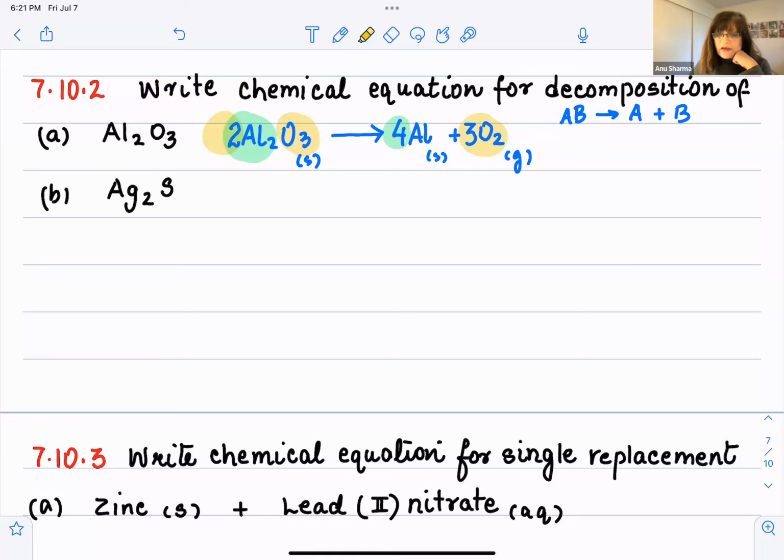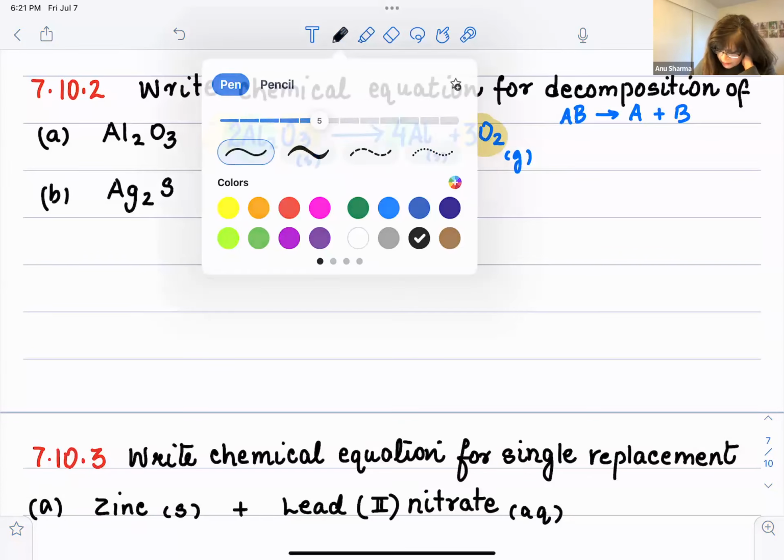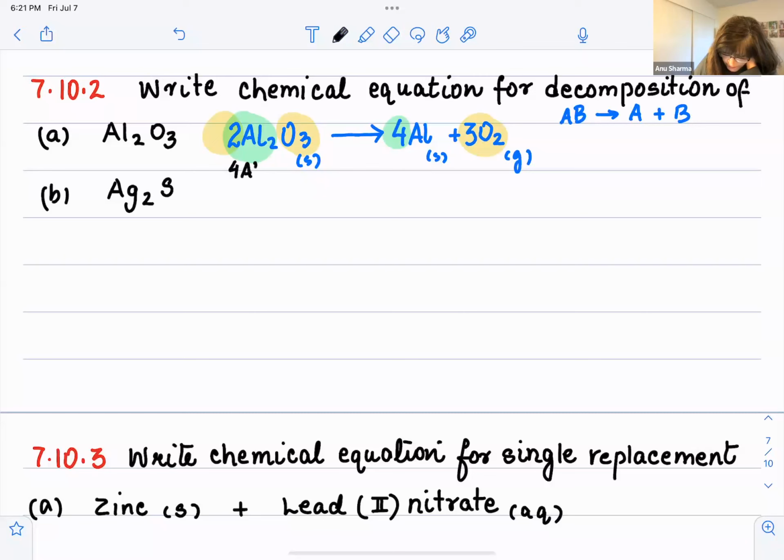So 6 oxygens. Okay, let me write this down. There are 4 aluminums, there are 6 oxygens, there are 4 aluminums, and there are 6 oxygens. Remember that this 2 applies to both aluminum and oxygen. This 4 applies to aluminum. This 3 applies to oxygen. This 2 applies to oxygen. So that's balancing.